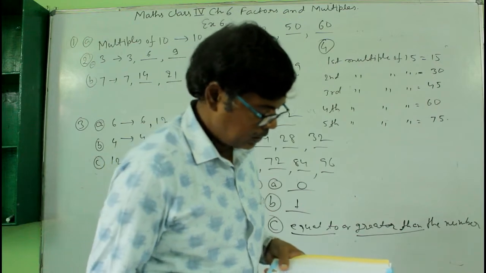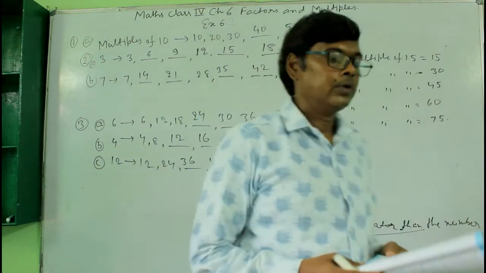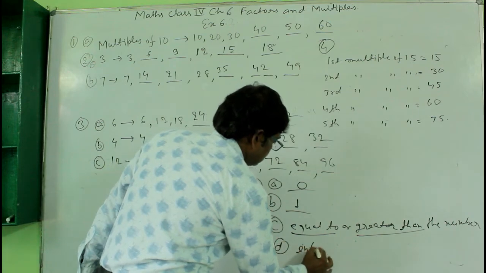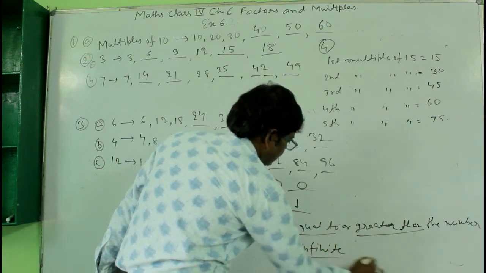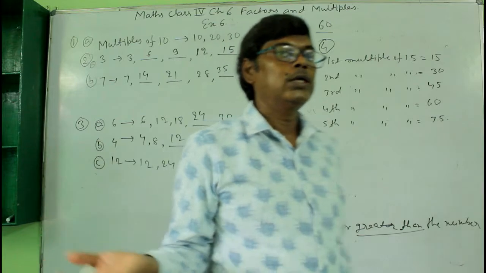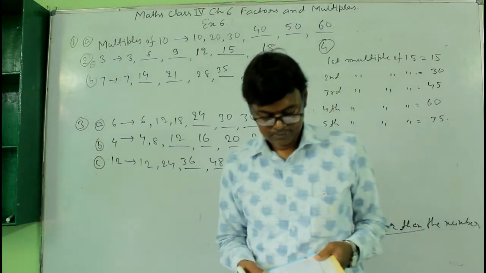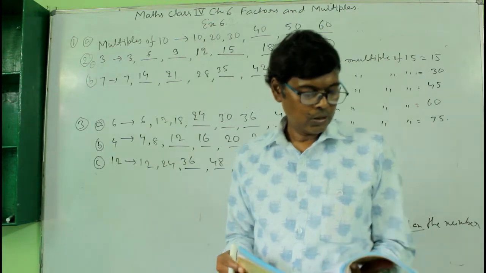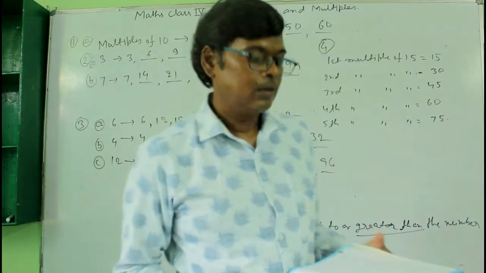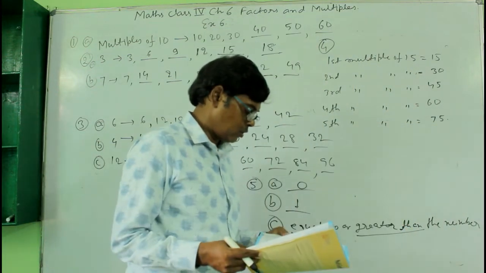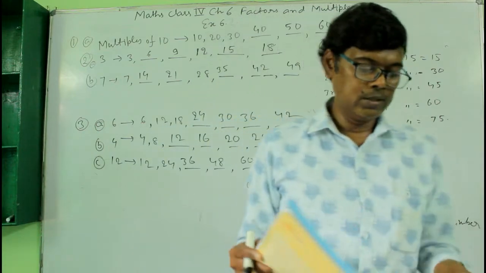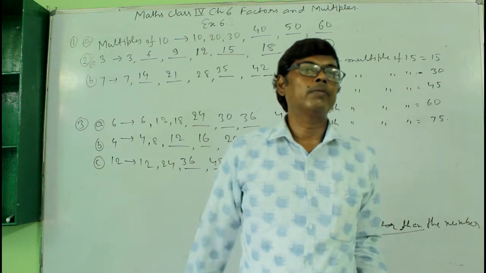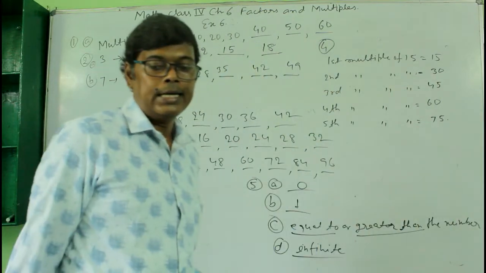Then question number D, multiples of a number are infinite. Okay, the multiples of a number are infinite, means जिसका कोई अंत नहीं है. Okay, now you will solve question number 6 yourself, and then now I will start a new topic: the common multiples and the lowest common multiple. That is, we will study about the LCM.